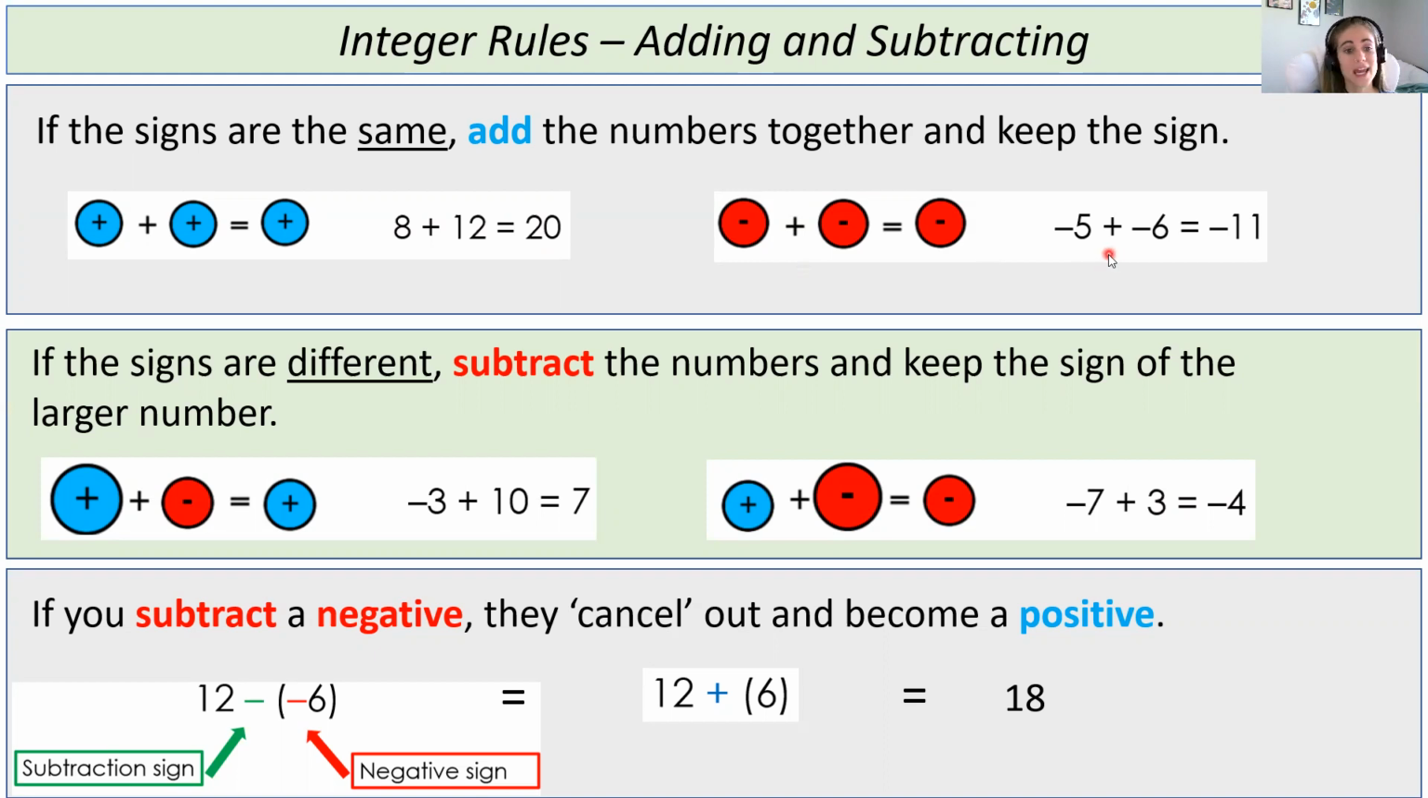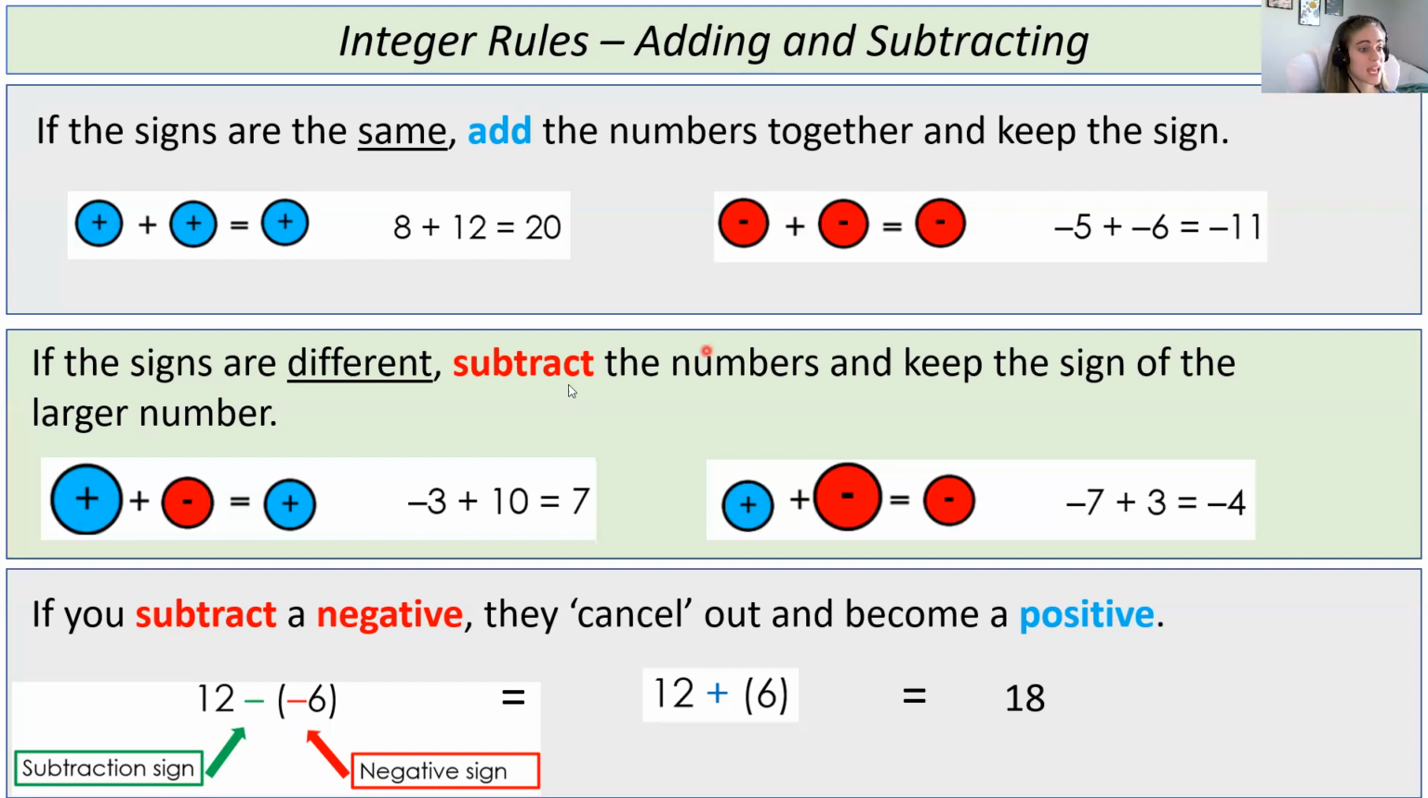On the flip side, if we have a negative 5 plus a negative 6, do they have the same sign? Yeah, they're both negatives. We're still going to add them. 5 plus 6 is 11, and we keep that sign, so it stays negative. Therefore, our final answer is a negative 11, because we started at negative 5 on the left side of the number line, and we continued to go in the negative direction 6 spaces.